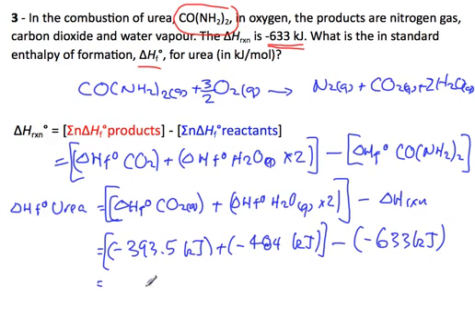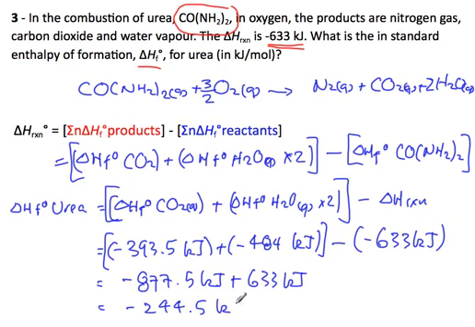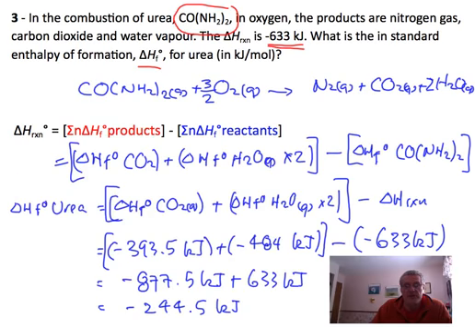And so I solve that, I get a negative 877.5 kilojoules plus 633 kilojoules, and that equals negative 244.5 kilojoules. So the enthalpy of formation of urea is negative 244.5 kilojoules per mole. And so that's a couple of different ways you're going to use these enthalpies of formation. And so this is something you want to have some practice with. And that concludes this video.